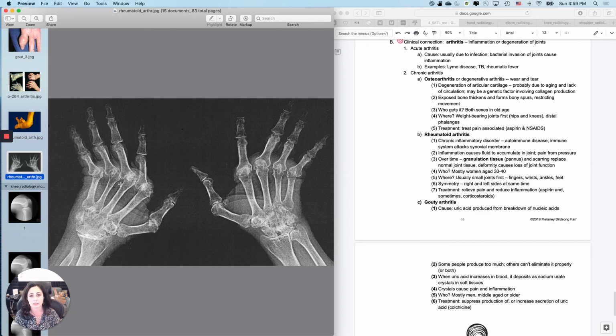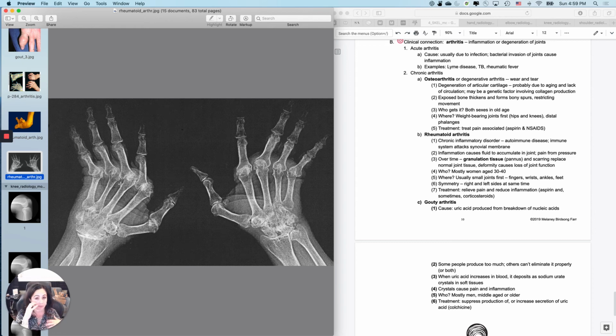Who gets it? All autoimmune disorders are more likely in women. This is not a disease of the elderly. There is both a juvenile form and then this form that mostly women get between the ages of 30 and 40. Where do people get it? Usually small joints first, and for some reason, I do not know why, it's usually symmetrical. So if I get it on my right wrist, I'm usually going to get it on my left wrist. Fingers, wrists, ankles, feet, usually symmetrical.